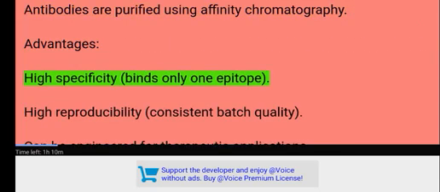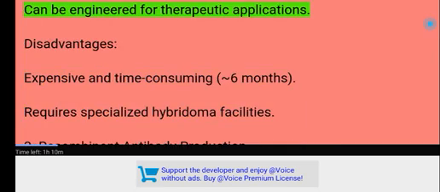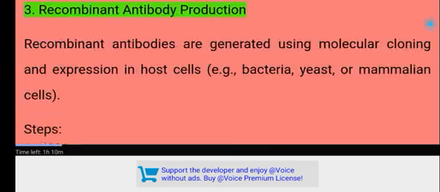Advantages. High specificity, binds only one epitope. High reproducibility, consistent batch quality. Can be engineered for therapeutic applications. Disadvantages. Expensive and time-consuming, approximately 6 months. Requires specialized hybridoma facilities.